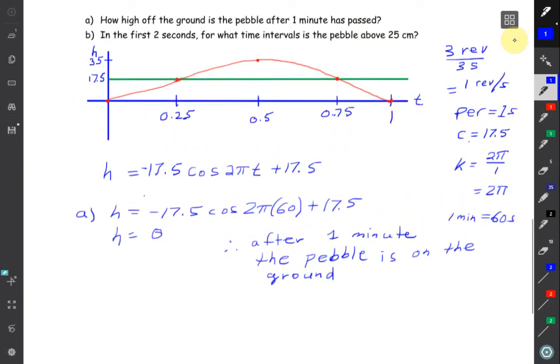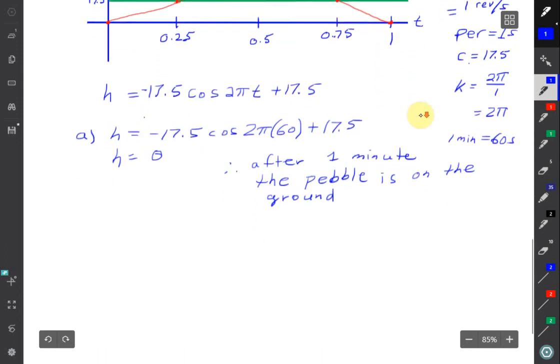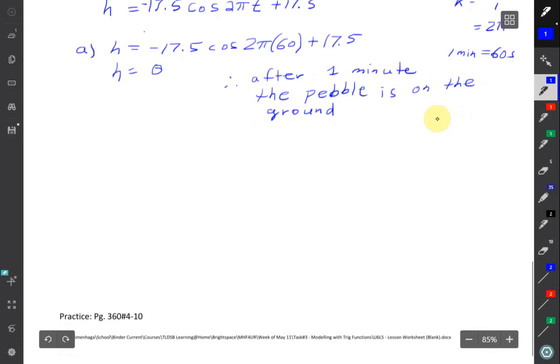Now this next problem asks us to determine in the first 2 seconds what time intervals the pebble is above 25 centimeters. So this problem is a little bit more involved. And we only drew this graph for 1 second. So really it would be helpful to have this graph for 2 seconds. So we're going to draw that graph now for 2 seconds.